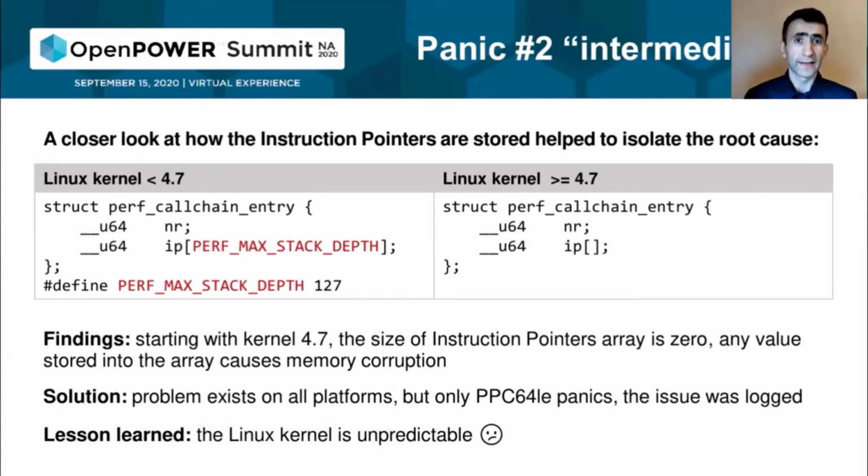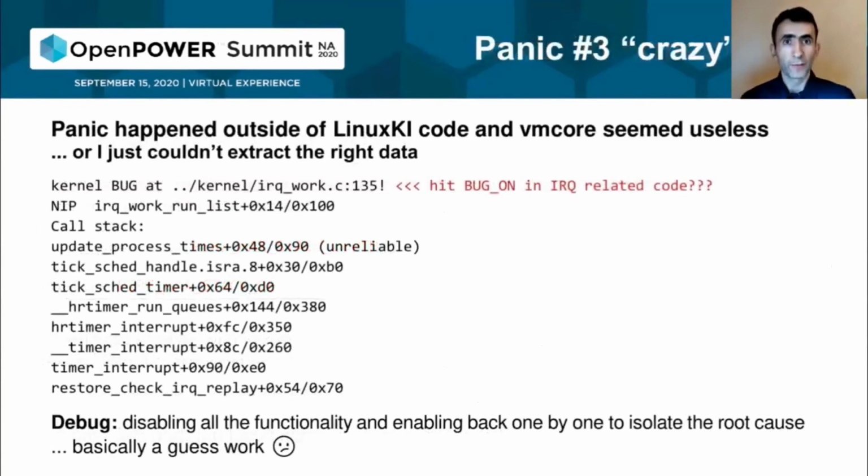All these things may be obvious to professional programmers who write code every day and know all these details about Linux kernel development. But for me, that was something new. And if you are in a similar position, you need to take such things into account when you port something to OpenPOWER. Let's move to the third panic.